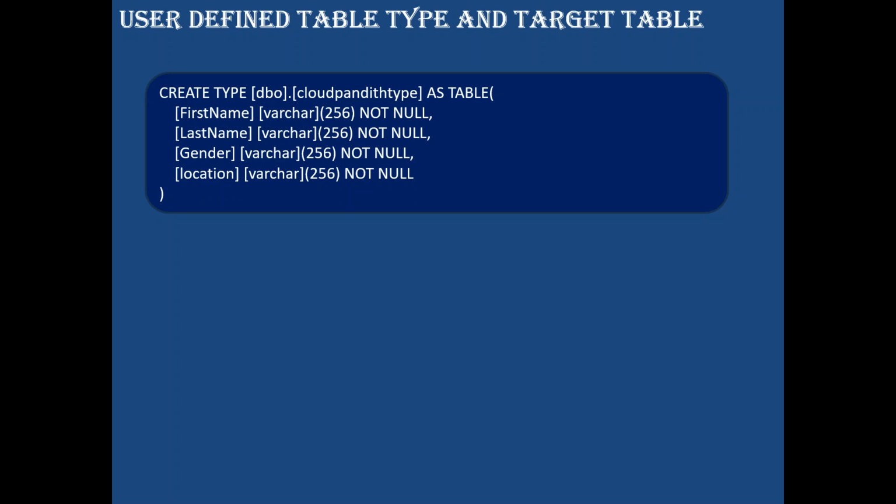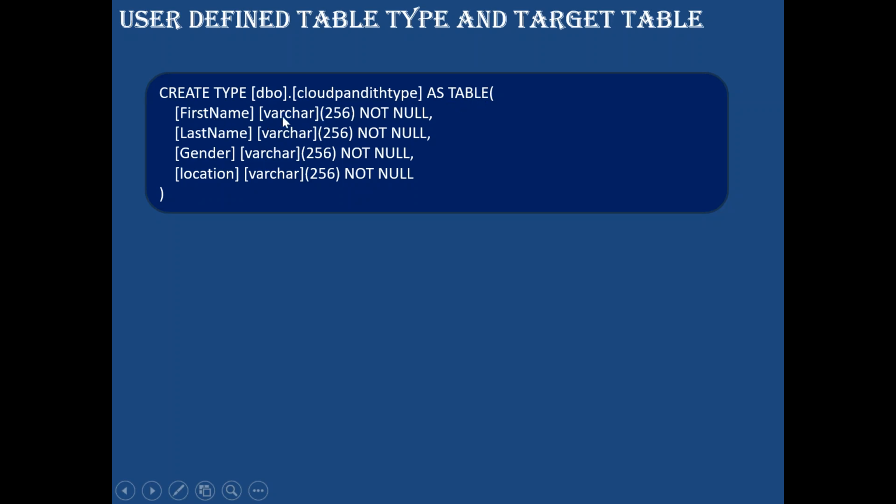So what we are going to do is, once we define this user defined table type, I am defining my own table type. Just like we have integer type, varchar type, right? Like that, you can define your own type. So this is called a table type because this is a table I am creating. The data type is what? Table. So what is the type? Cloud Pandit type. This is the name of the data type, and it is of type table.